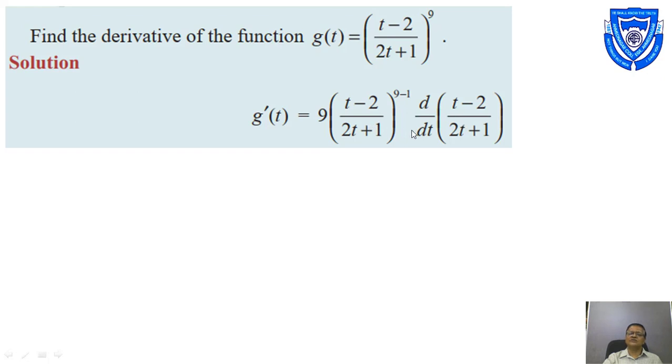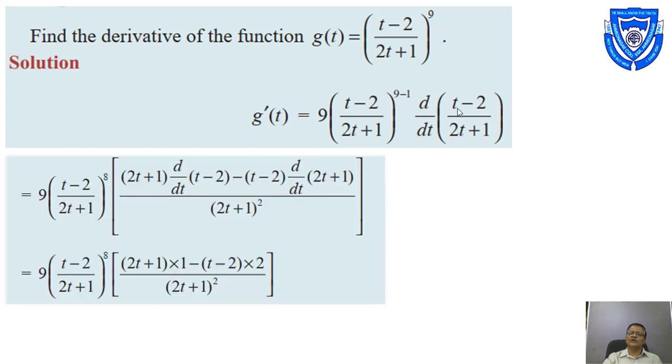Is it clear? Is this step clear to you? Now let us move to the next step. In the next step, we find the derivative of this t minus 2 upon 2t plus 1. This is a quotient. Quotient means division. So we use the quotient rule.